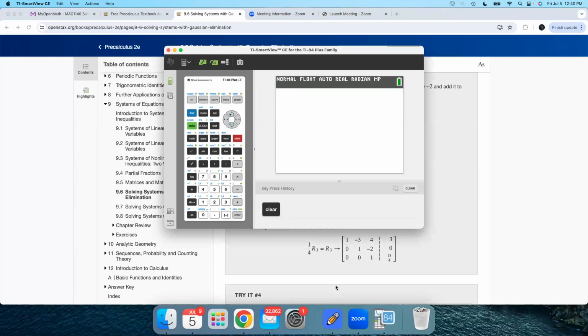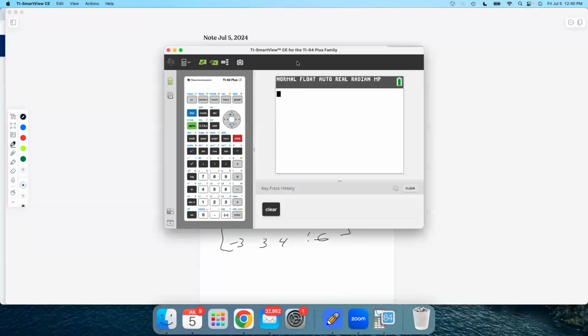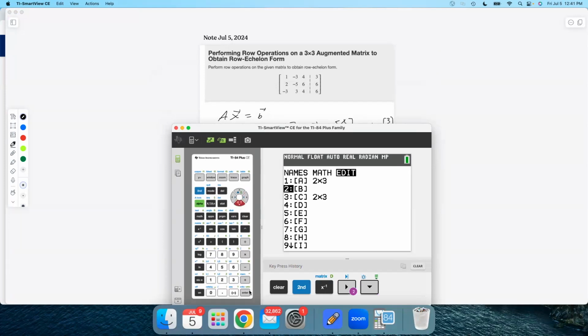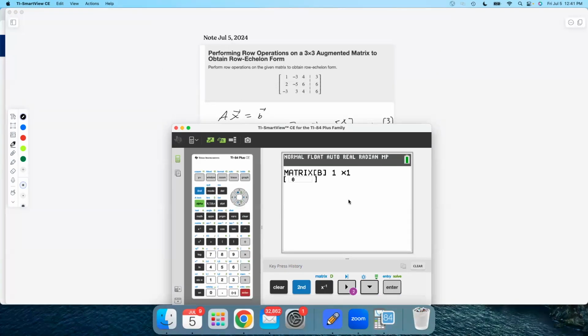Okay, so how are we going to do this? We're going to get to the matrix function on our calculator, which is right here. Notice these blues, so I have to hit second matrix to get in there. And I'm going to go to edit and pick some matrix that's empty. Like I could clear out a matrix, but we'll just pick one that's empty, B. I have to tell it the rank of this matrix. Remember, rank or dimensions is rows by columns.